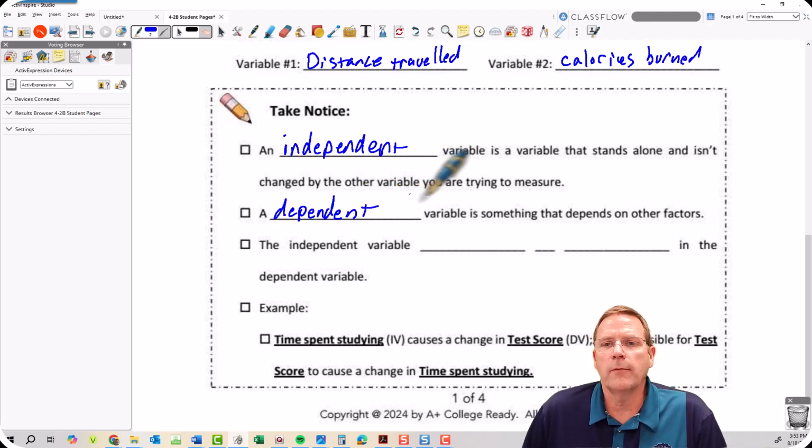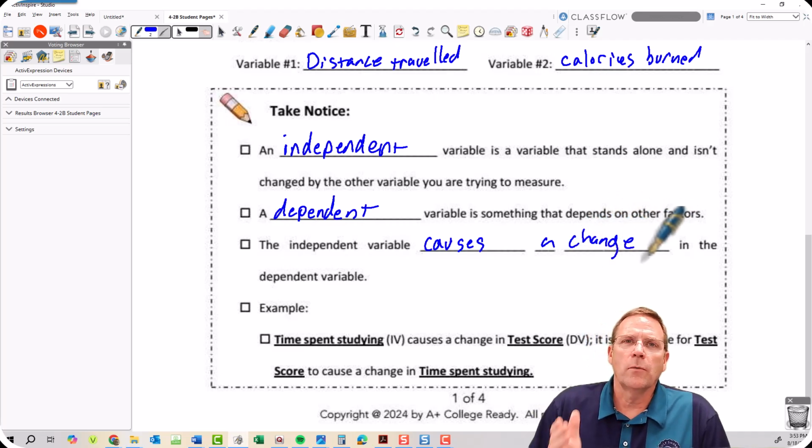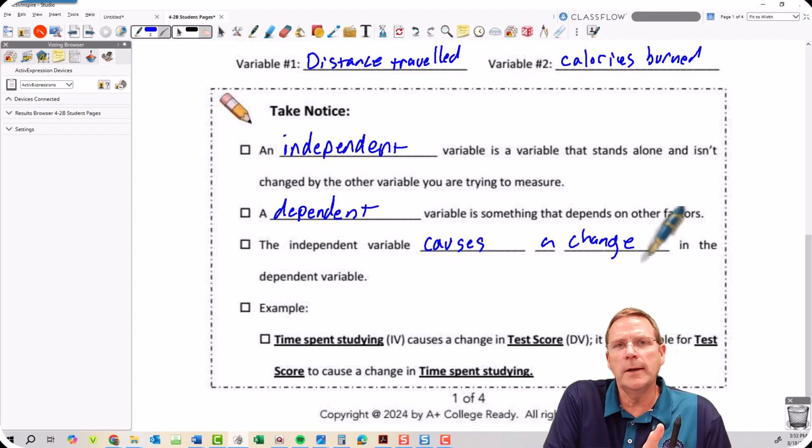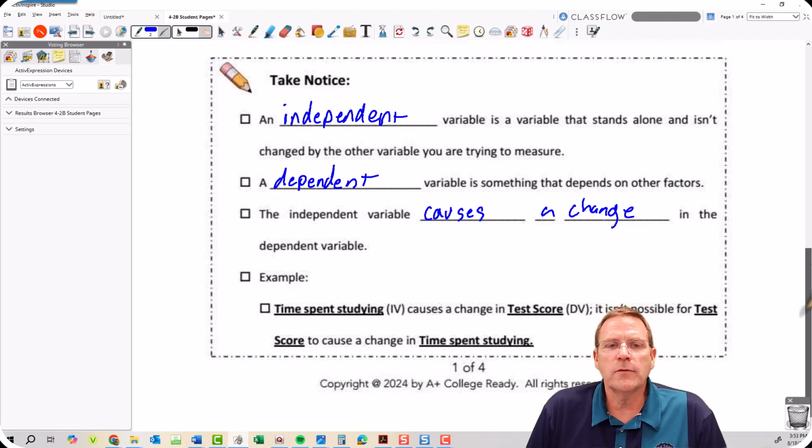So you have the variable that's something that depends on other factors. The independent variable causes a change in the dependent variable. So whatever independent variable you put in changes what the dependent variable can be. So an example that they gave us here is that time spent studying causes a change in test score. So they have IV here for independent variable. They have DV here for dependent variable.